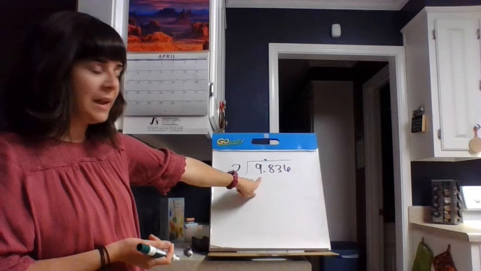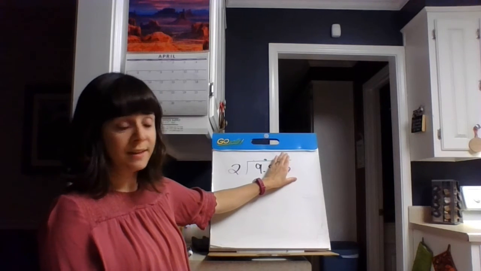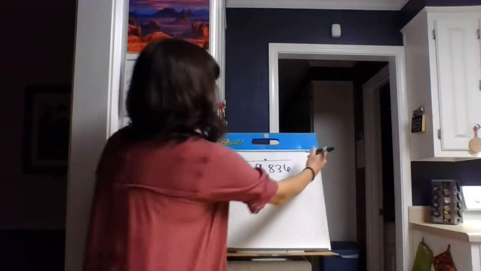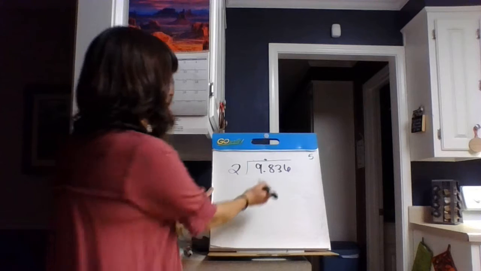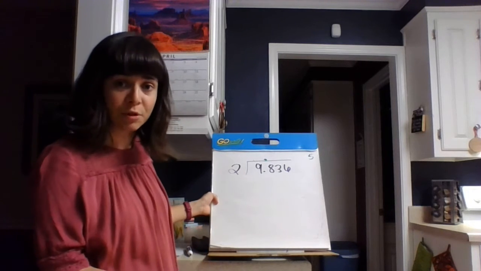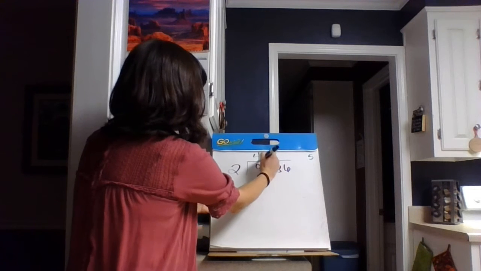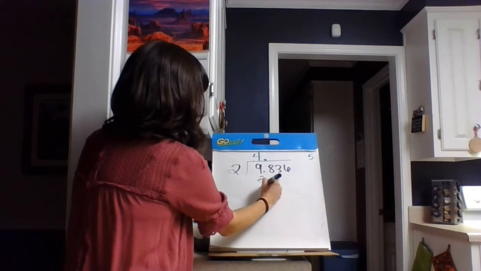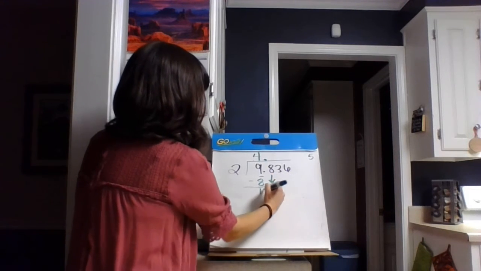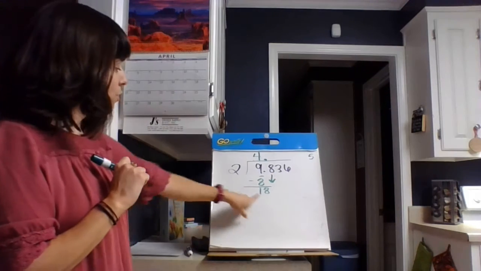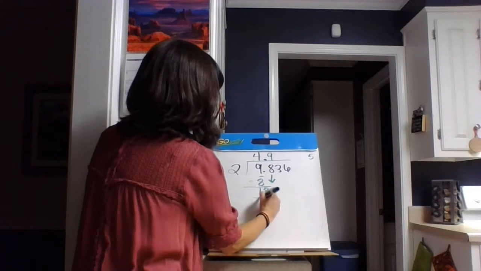My decimal can just go straight up into the quotient. Plus, if I estimate, if I round this number to the nearest whole number, which would be 10, 10 divided by 2 is 5. So I know that my answer should be close to 5, and that will help me make sure that the decimal is in the right place. So 2 will go into 9 4 times. 2 groups of 4, 2 times 4 is 8. I subtract and I get 1, and then I bring down this 8. 2 will go into 18 9 times. 2 times 9 is 18.